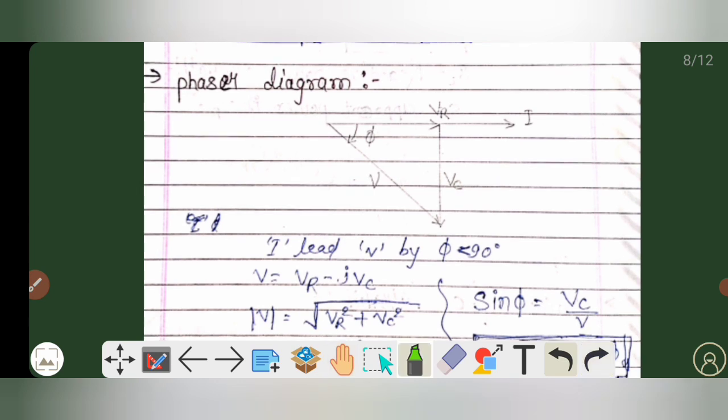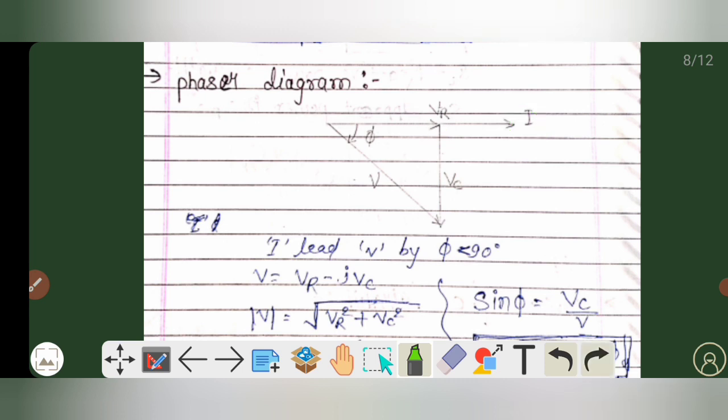Now first of all we will draw the phasor diagram. As we know, in case of elements connected in series, the value of current is common in all the elements. So here we will take the current I as a reference, and after taking I as a reference, we will draw the voltage across the resistor. The voltage across the resistor will be denoted by VR, as you can see here. So this one is the current and this one is the voltage across the resistor.